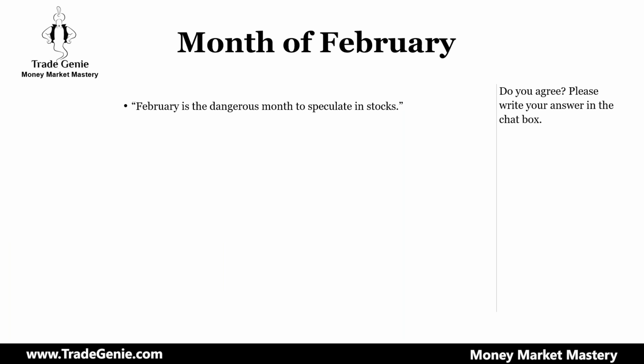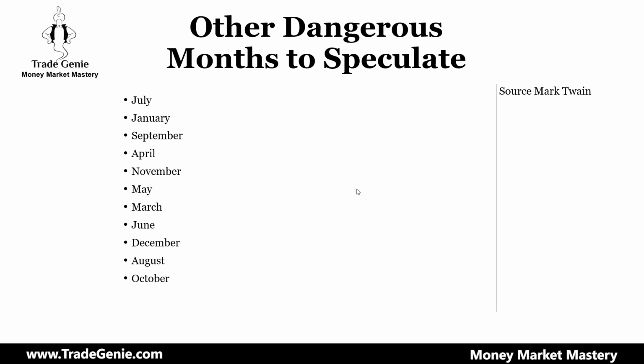read somewhere about the month of February. It says February is the dangerous month to speculate in stocks. I don't know if you agree or disagree. And the other months which are dangerous are July, January, September, April, November, May, March, June, December, August, and October. So February is one of the dangerous months, and the other 11 months are listed here. It's our great grandfather Mark Twain who told us.